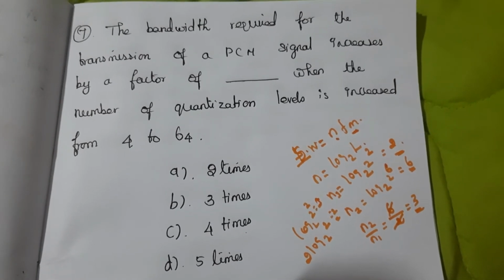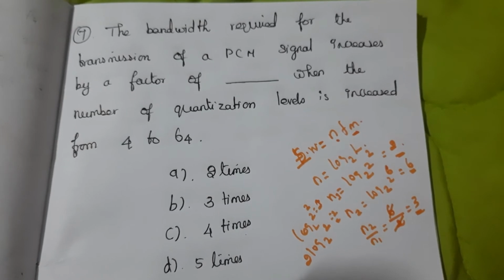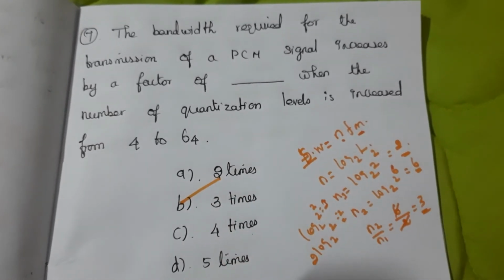So the bandwidth of the PCM signal increases by a factor of 3 times when the number of quantization levels is increased from 4 to 64. So here the answer is B.